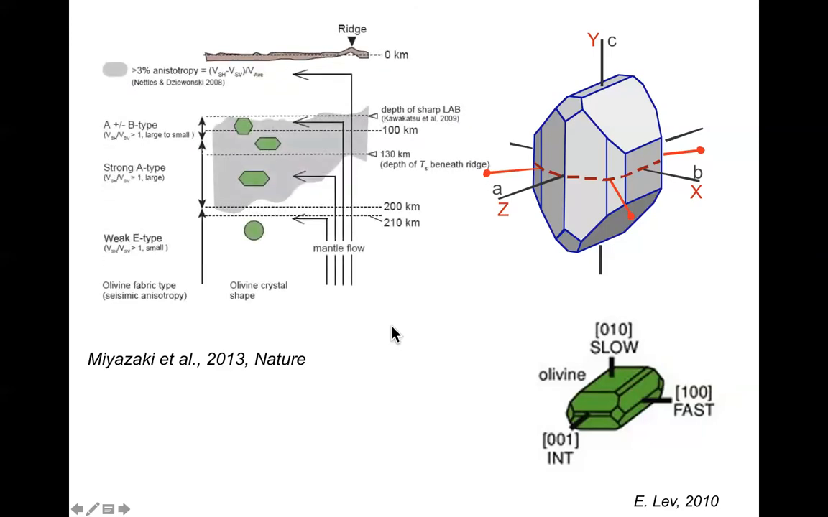This is a phenomenon that has been used to interpret wave speeds in a variety of studies. And I'm showing you one from Miyazaki et al., 2013 in Nature, where they were investigating how the alignment of olivine seems to change its orientation. So we might be having all of our olivine aligned with the fast direction coming out at us, or the olivine may be perpendicular to that.